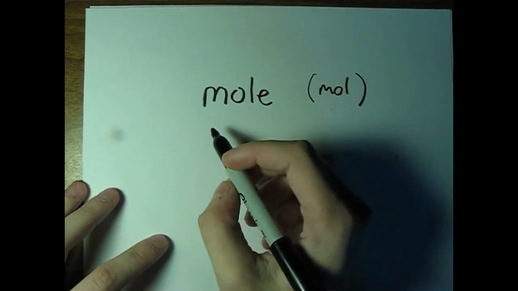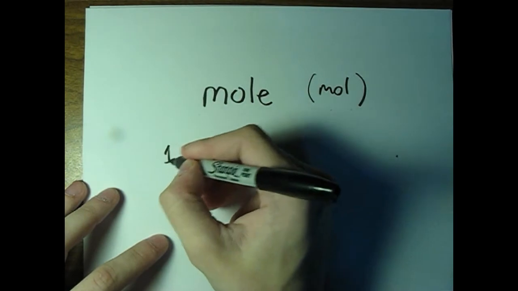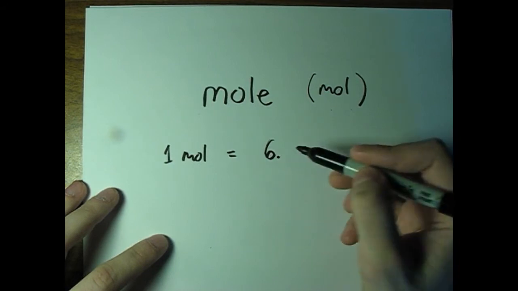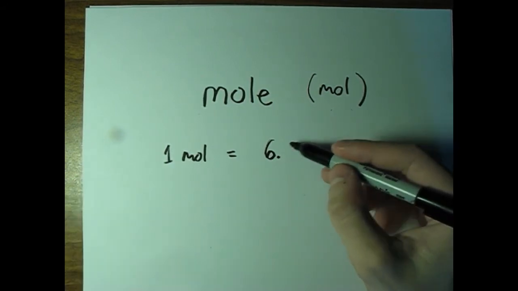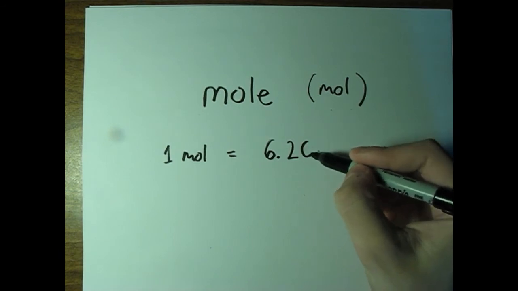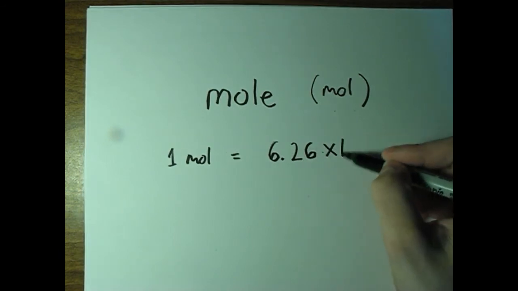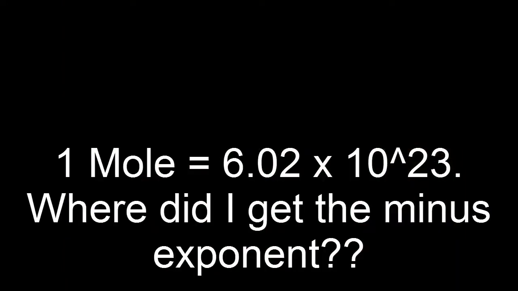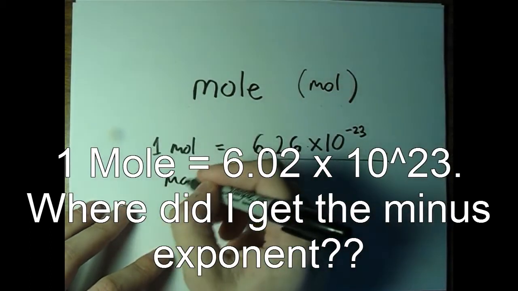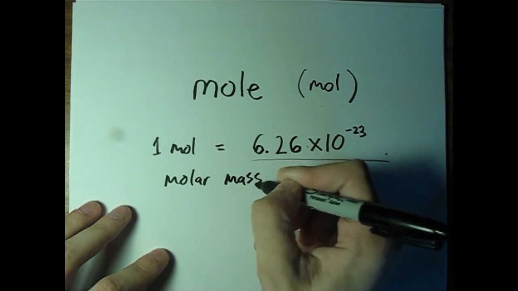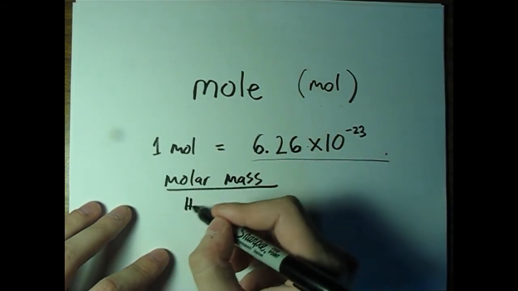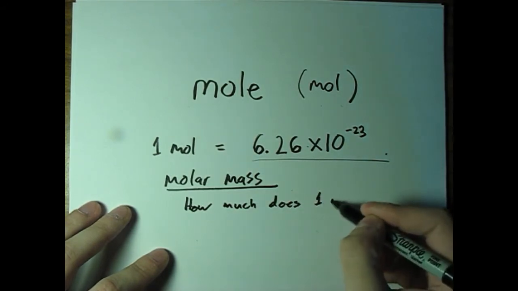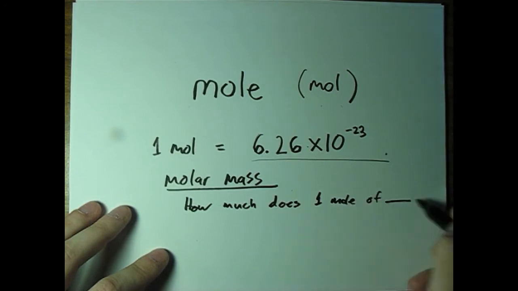But how many atoms is a mole of atoms? 1 mole equals 6 point... Oh my gosh, it's been a while. I think it's 2.6. Oh dear, I'm getting a little nervous now. Times 10 to the minus... so molar mass is basically how much does 1 mole of blank weigh.